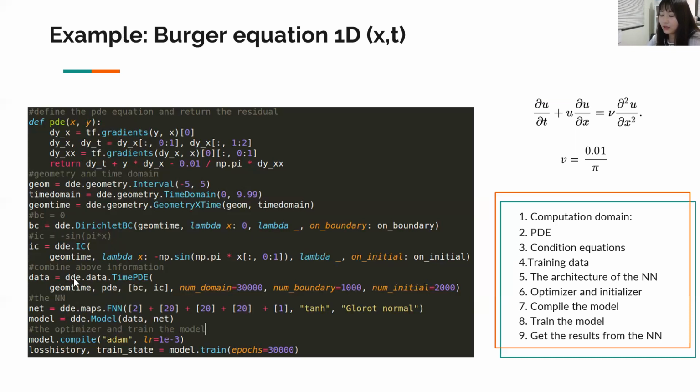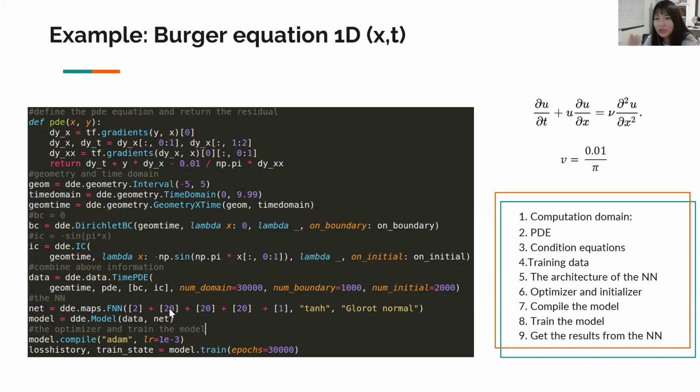And I combine all the information above to define my data. In the data, I have geotime, my PDE, my boundary condition, initial condition, how many training data points in my geometry, how many training data points in my boundary, how many in my initial. Also, I have my network. Here I still have 2 inputs, which are my x and my t. This time, I have 3 hidden layers. Each layer has 20 nodes.